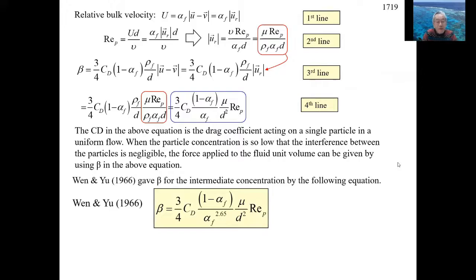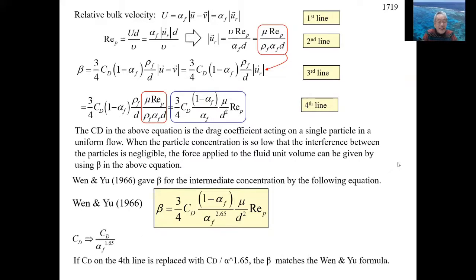Wen and Yu gave beta for the intermediate concentration by the equation in the yellow frame. If CD on the fourth line is replaced with CD over alpha F to the 1.65 power, the beta matches the Wen and Yu formula.